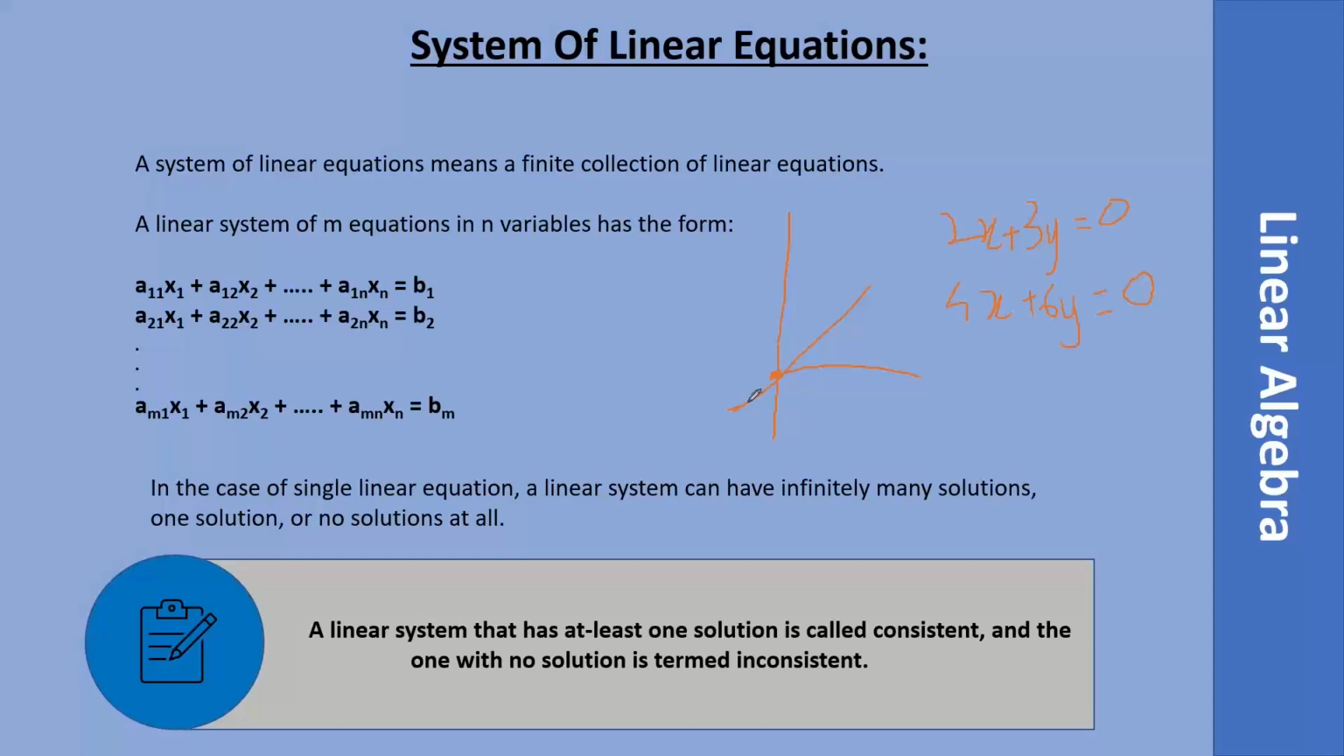So another line will be overlapping them. When it is overlapping, all the points are being touched by the other line. So ultimately it has infinitely many solutions. Okay, so that is how it works.